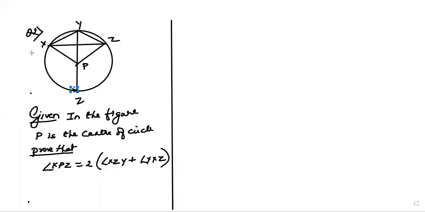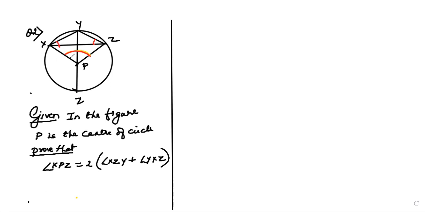It's question number 2, children. In the figure, P is the center of the circle. What you want to prove is the measure of this angle, XPZ. Please look at this big angle XPZ. I have to show this red angle XPZ is double of angle XZY. It is equal to angle XZY plus angle YXZ.